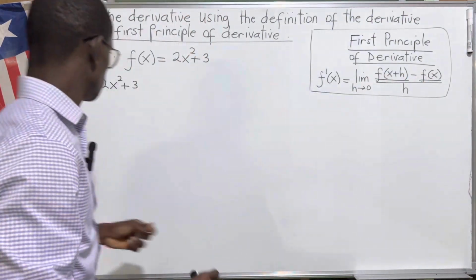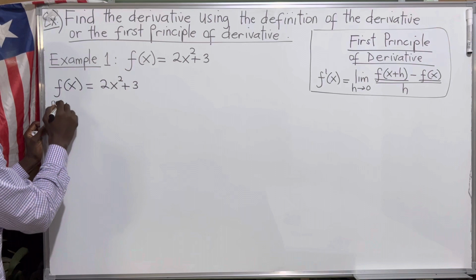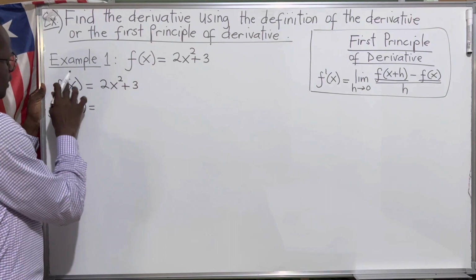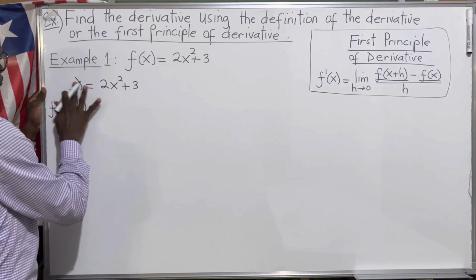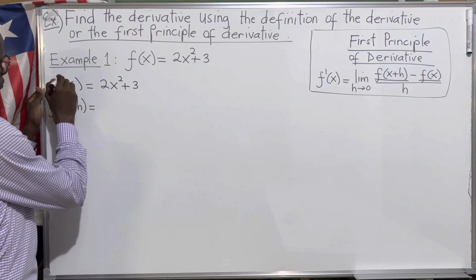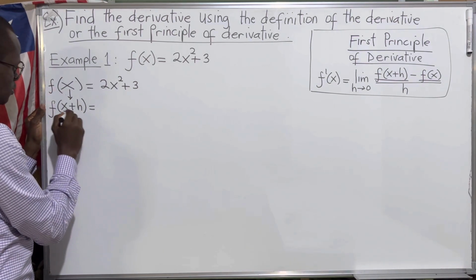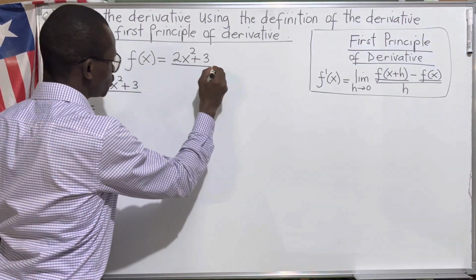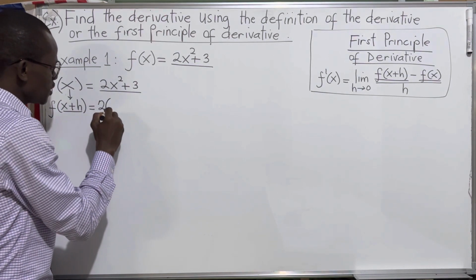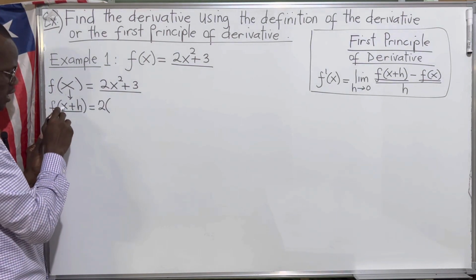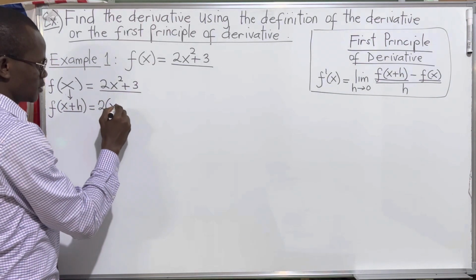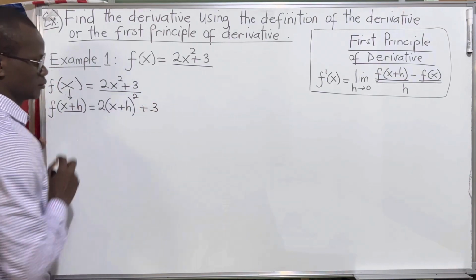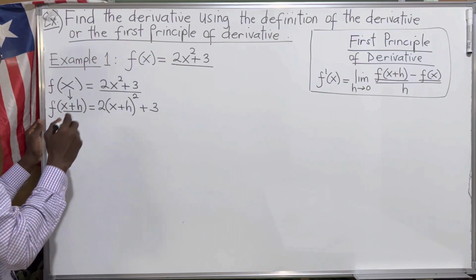So we need to find what is f of x plus h. Now, if you look here, the position of x had been replaced with x plus h. So using this same problem that was given to you, 2, wheresoever you see x, replace it with x plus h. X plus h raised to the second power plus 3. Then you are done. Simplify now.